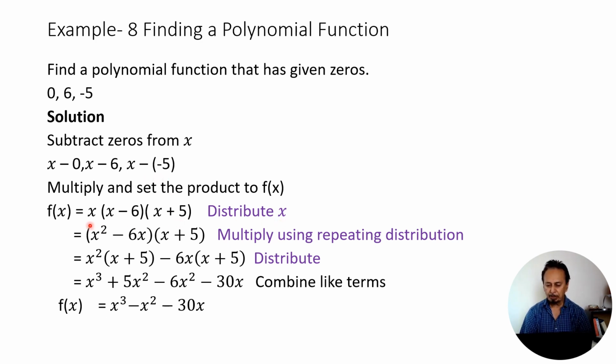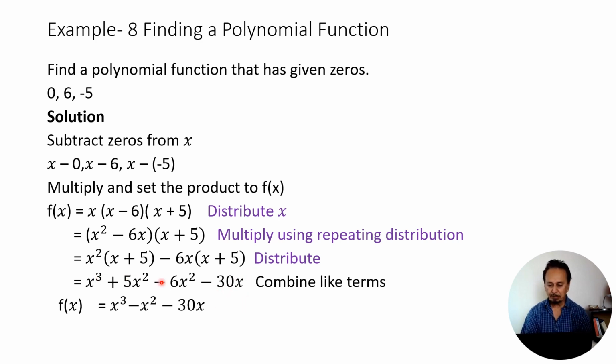Now we just multiply from left to right, so it looks like we can distribute x into x minus 6. So it becomes x squared minus 6x, and this right x plus 5. Now we have two binomials. We can multiply using repeated distribution. So we multiply x squared into x plus 5, and then minus 6x into x plus 5. So x squared times x is x cubed, x squared times 5 is 5x squared, and the minus 6x times x is minus 6x squared, and the minus 6x times 5 is negative 30x.